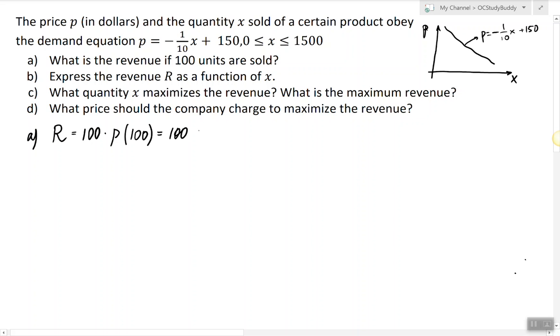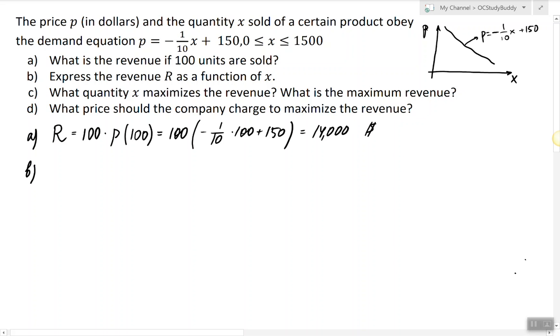Now we can easily evaluate it. P of 100 is negative 1/10 times 100 plus 150, and negative 1/10 of 100 is negative 10. Negative 10 plus 150 is 140. And 140 times 100 is $14,000. So the revenue from selling 100 units is $14,000.